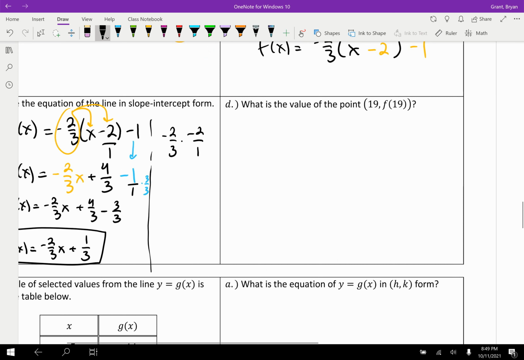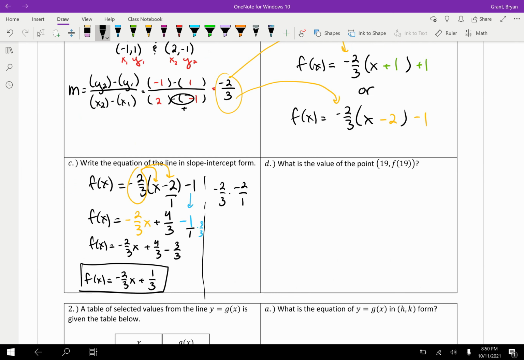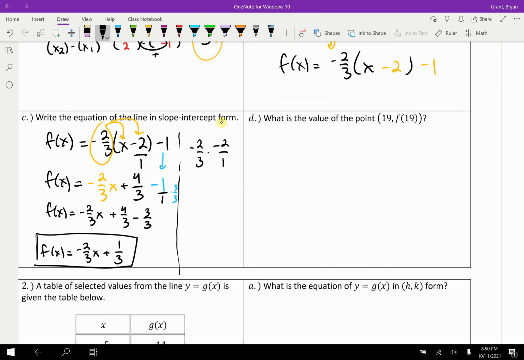Last but not least, what's the value of the point 19 comma f of 19? Oof, this one looks pretty tough. Well, let's take a look. If we're going to do that, we can either use our original HK or this slope-intercept. I'll use slope-intercept. It looks more simple. We know that f of x equals negative 2/3 x plus 1/3, and they're asking us to find f of 19. So f of 19 equals negative 2/3 x, not x, 19 plus 1/3.